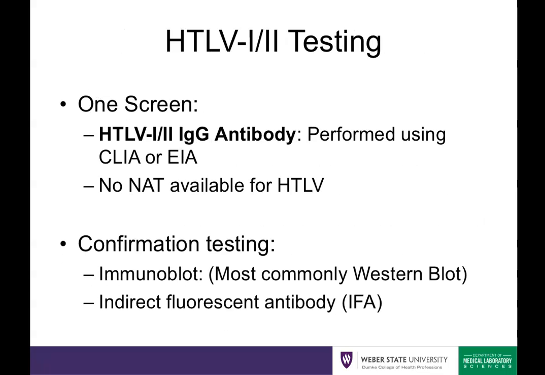There is only one screen available for HTLV testing in blood donation, and that is the antibody for HTLV-1 and 2, the IgG antibody, and that's performed using a chemiluminescent immunoassay or an enzyme immunoassay, and there is no NAT available for HTLV. Confirmation testing includes immunoblot, which is most likely or most commonly Western blot, and also indirect fluorescent antibody, IFA.